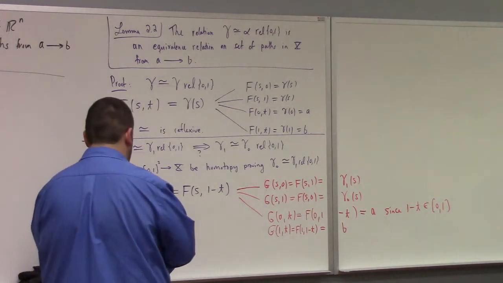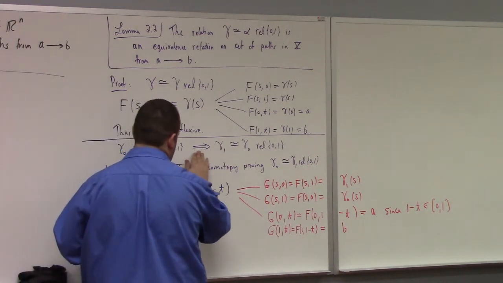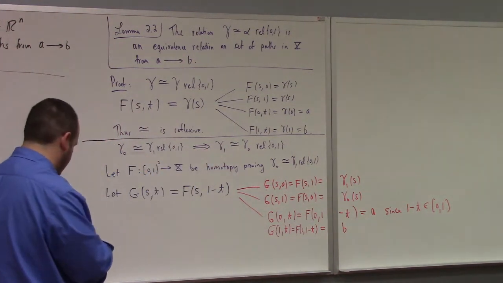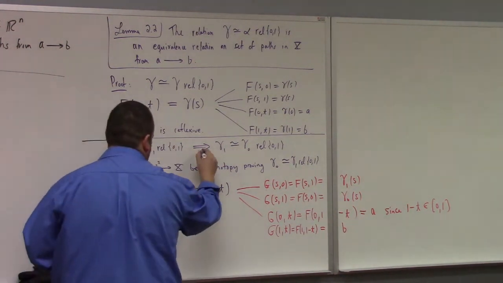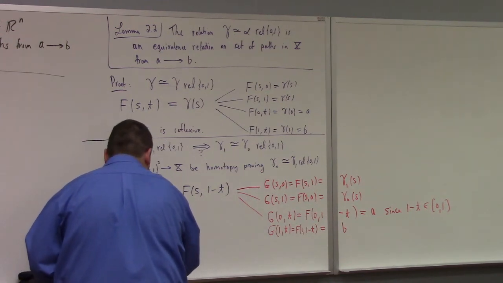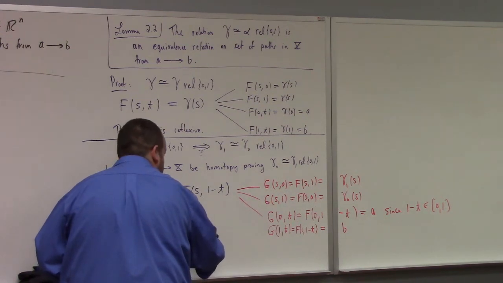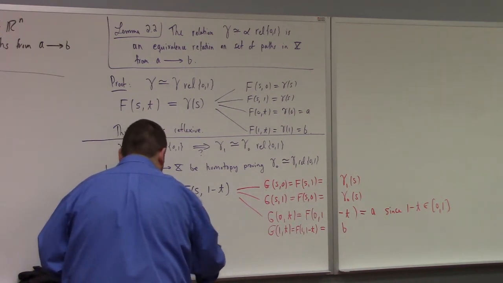Therefore, this proves we can erase the question mark, right? I'll leave the question mark. Therefore, gamma 1 is equivalent to gamma 0, relative 0, 1, with endpoints fixed, right?